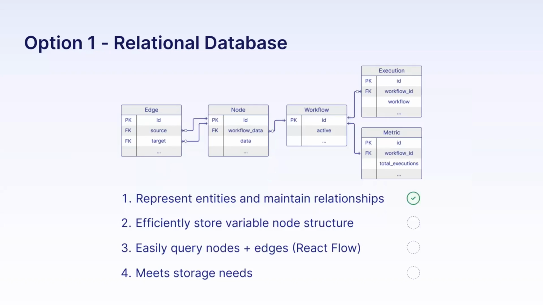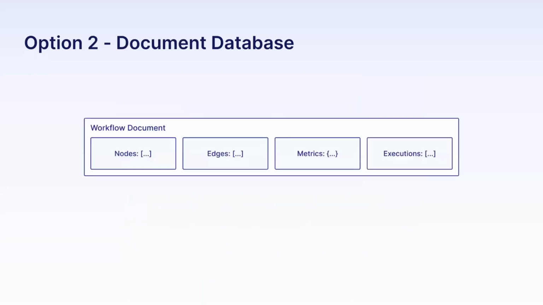It meets the first requirement because it represents all of our entities and maintains the relationships between them. It fails the second requirement, however, because the relational model would not be an efficient method of storing unstructured node data. Relational databases impose a rigid and predefined schema, and as a result, there would be a substantial number of unused columns in the node table. It also doesn't meet the third requirement because querying node and edge data would require multiple joins to return all the nodes and edges associated with a single workflow, and this would be suboptimal. It does, however, fulfill the final requirement. Since each entity is allocated a dedicated table, a relational database will have no trouble handling our storage needs.